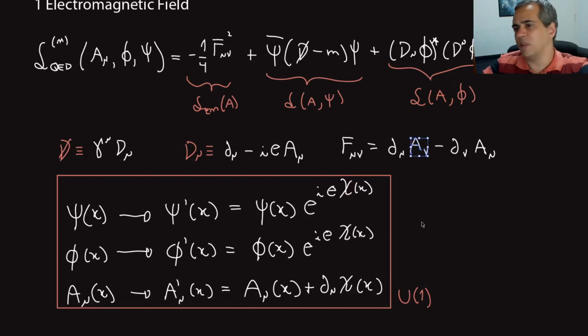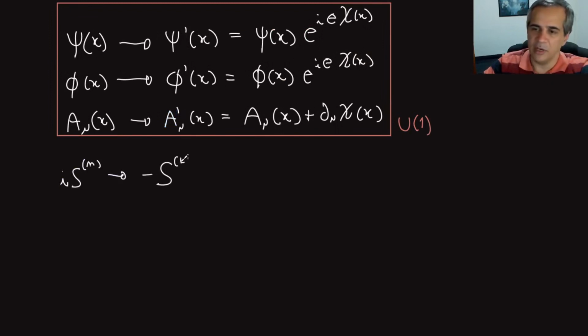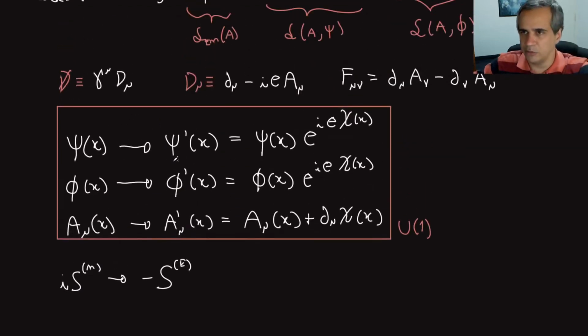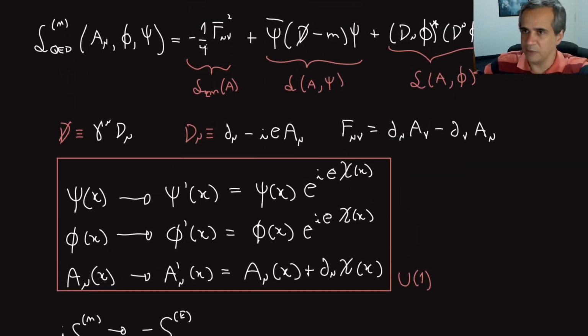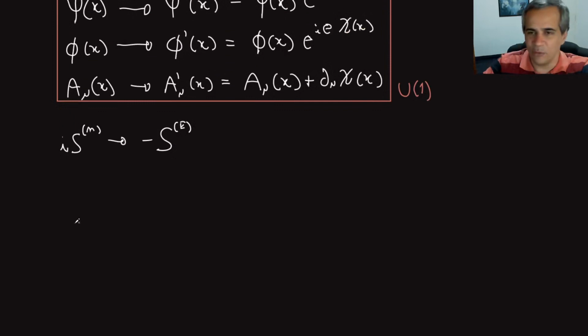Now, before quantizing, I want to do what I have been doing so far. I want to go to the Euclidean space, and that means exchanging iS in Minkowski by minus S Euclidean. We already did this for most of these theories. I'll just list the conclusions here.